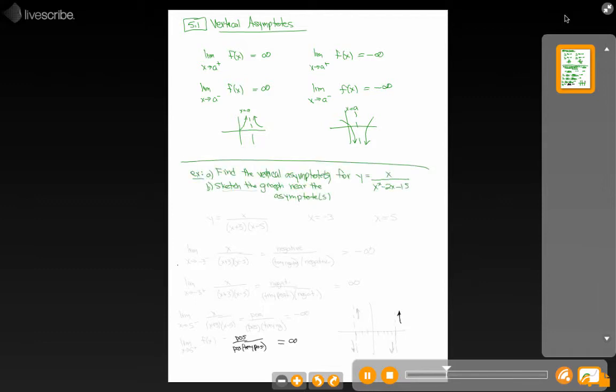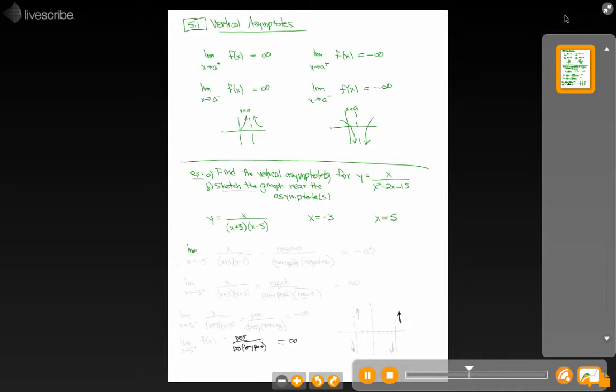So we're asked to find the vertical asymptotes for this function, y equals x over x squared minus 2x minus 15, and sketch the graph near the asymptote or asymptotes. The first part of this, again, is not really anything to do with calculus. It's a factoring question: can you figure out what the zeros of this thing are? And then you say, okay, if I had x equals negative 3 or x equals 5, I potentially have asymptotes there. At the very least, I know that my graph is undefined there. So those are non-permissible values. I don't necessarily know for sure that they're vertical or horizontal asymptotes.